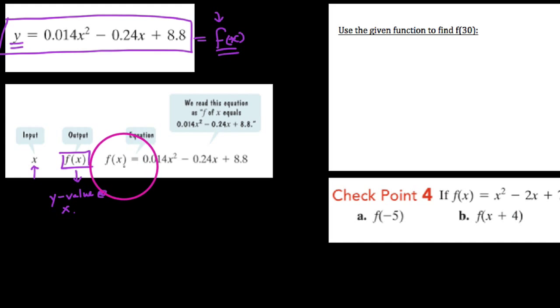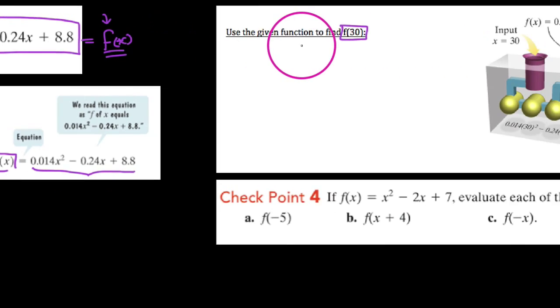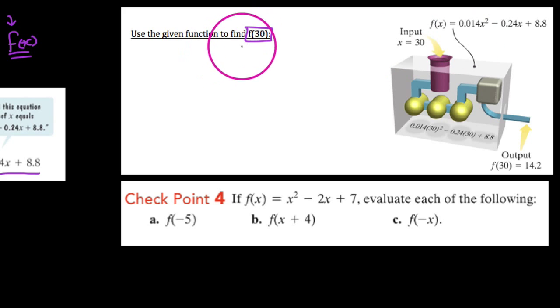So this is my y value or function value at x. It makes it more convenient to look at this as saying, I can tell you your y value at any given x value by using this rule right here. So we would read this equation as f of x equals 0.014x squared minus 24x plus 8.8. What I want to do is find function values but start expressing them in function notation. So it says use this function to find f of 30. In other words, find the y value of our function when x is equal to 30.